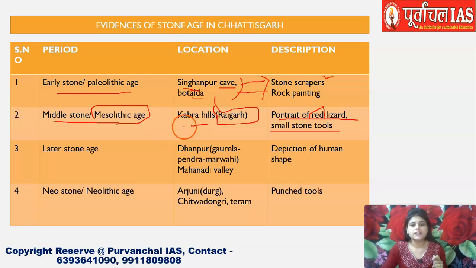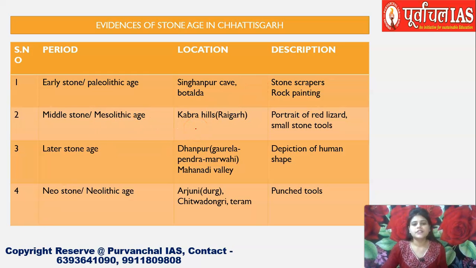Now please remember one more thing: apart from Kabra Hills, we also have evidences of the Mesolithic age from the Bastar region. From where? From the Bastar region. Places like Garh Ghanora, Ghar Chandela, Ghar Lohara, all of these are located in the Bastar division, that is southern Chhattisgarh. So there also you get the evidences of the Middle or Mesolithic age.